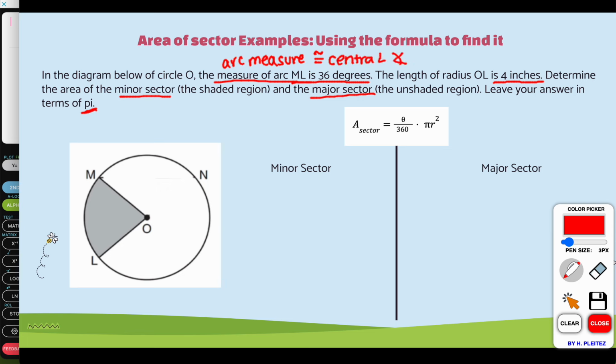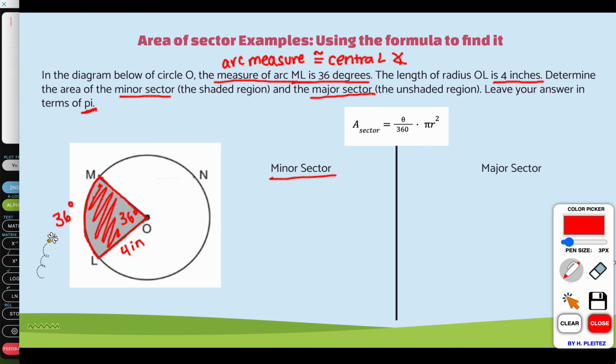So it's saying that the measure of arc ML, right, and the measure of an arc, remember we put a radii or radius to the center, and the arc measure in this case is 36 degrees, and that's going to be equal to our central angle as well, right? So we're going to do the minor sector first, which is just this smaller shaded region over here. But let's also label that the radius is 4 inches.